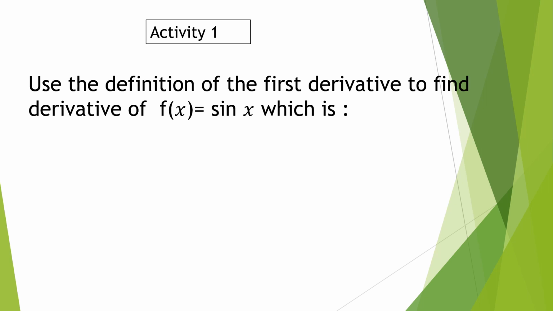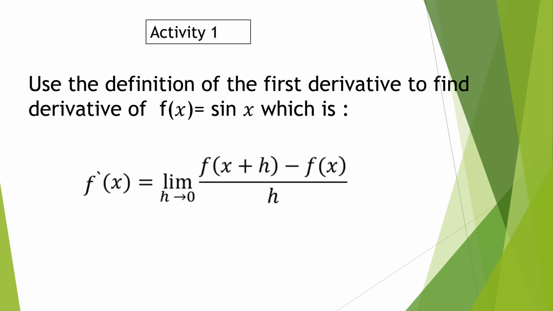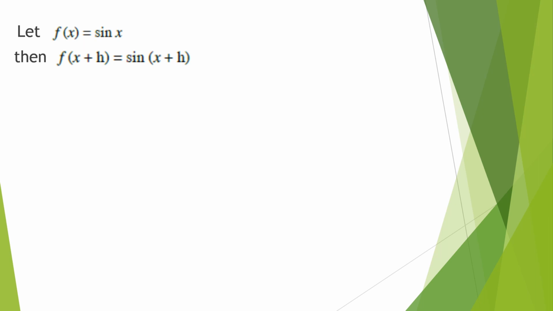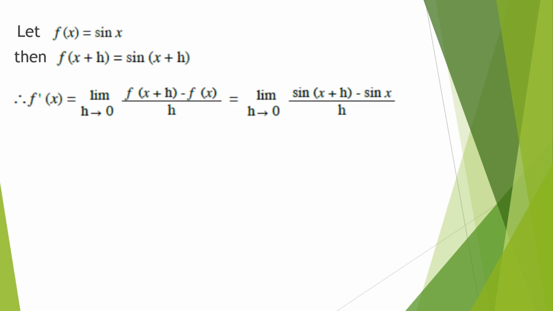Our first activity: how to use the definition of the first derivative to find the derivative of f of x equal sine x. This definition is f dash of x equal limit f of x plus h minus f of x over h as h tends to 0. First, let f of x equal sine x and then f of x plus h equal sine x plus h. Our definition: f dash of x is the limit of f of x plus h minus f of x over h as h tends to 0, which implies the limit of sine x plus h minus sine x over h as h tends to 0.